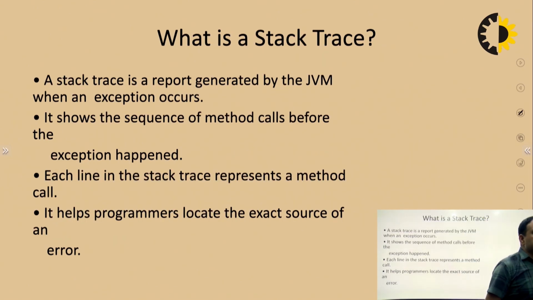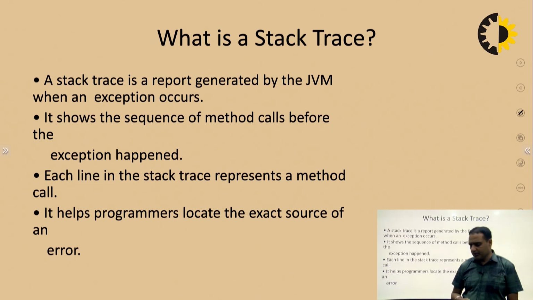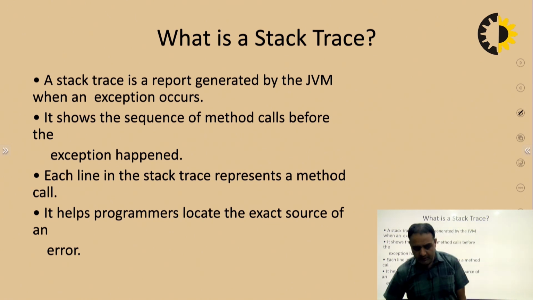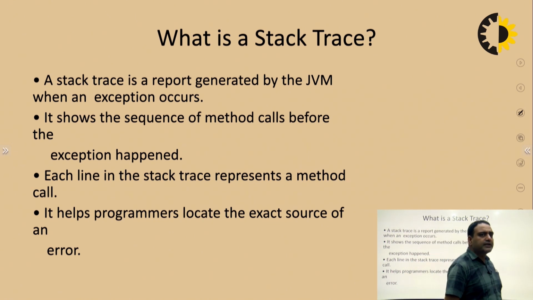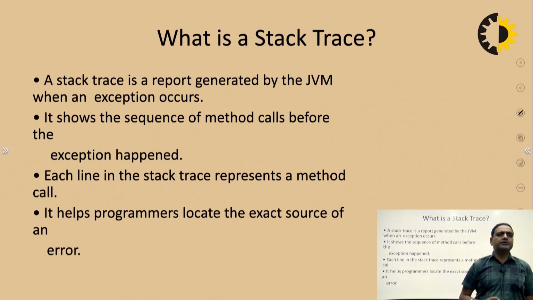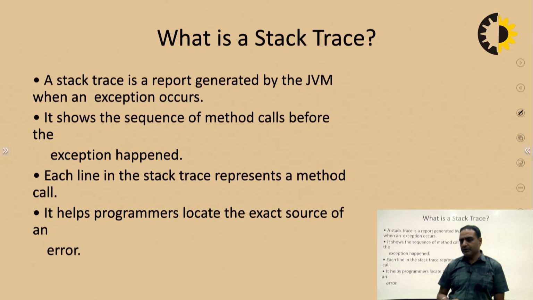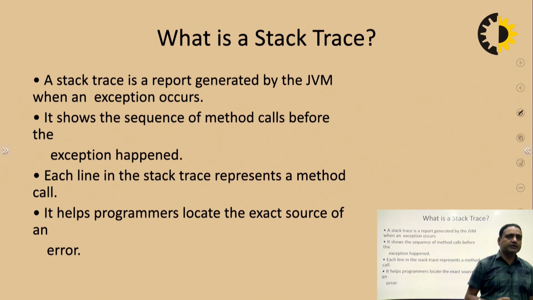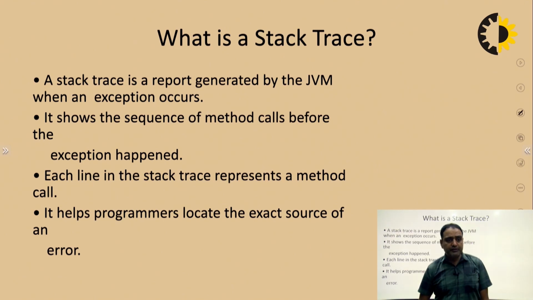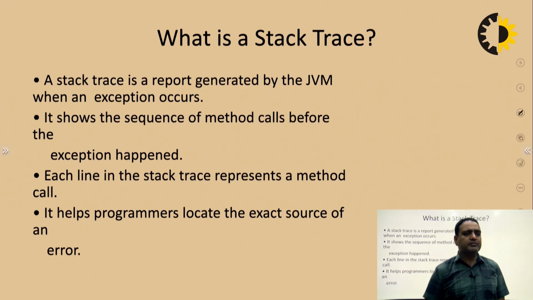A stack trace is a report generated by the JVM, the Java Virtual Machine, when an exception occurs. It shows the sequence of method calls made before the exception happened. You already know that there can be multi-method calls in Java. Within function f, method g is called, within method g method h is called, and method e is called.